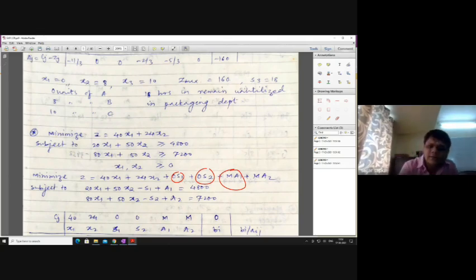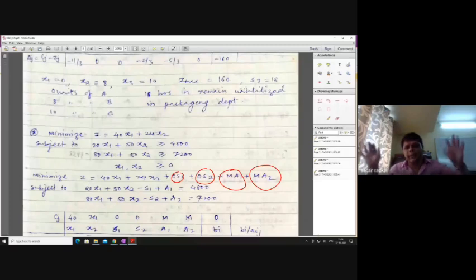Similarly, for A2, we have to consider a very big amount, that is M, as a coefficient for A2. Now we are considering a very big amount close to infinity. So instead of writing infinity, we are writing M, which is a very big amount close to infinity. So we are adding that amount to the objective function. Now what is our objective here?